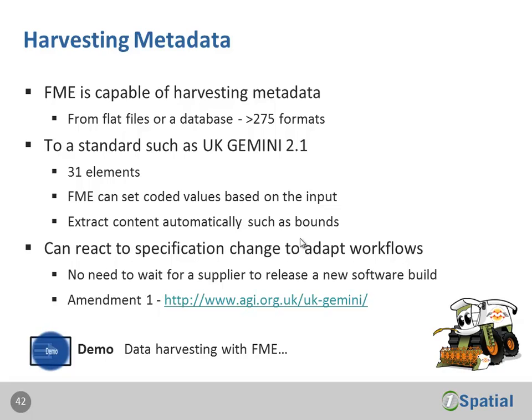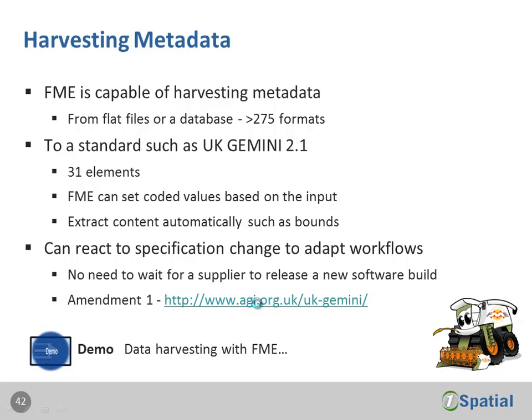The UK Gemini schema for metadata, UK Gemini 2.1, has 31 elements that have coded values that you can populate. And you can use FME to extract a significant number, almost half of the elements in the UK Gemini schema, automatically. And for those that you can't get the values from automatically, you can use FME to join to a lookup table that you manage in a database or in a spreadsheet that helps you manage your asset.